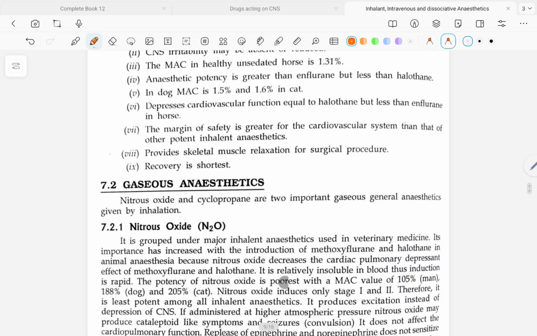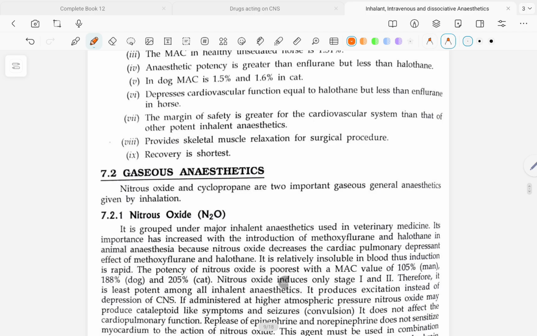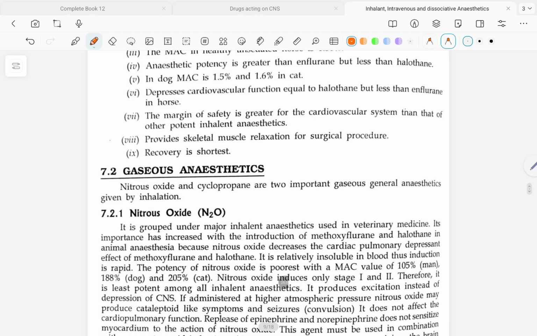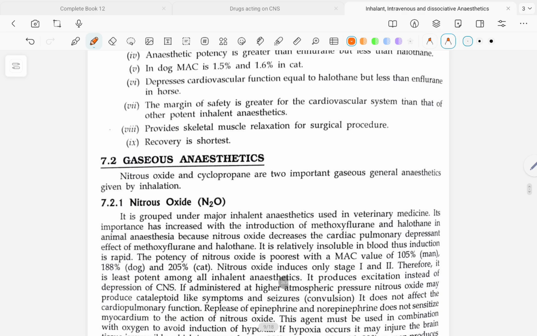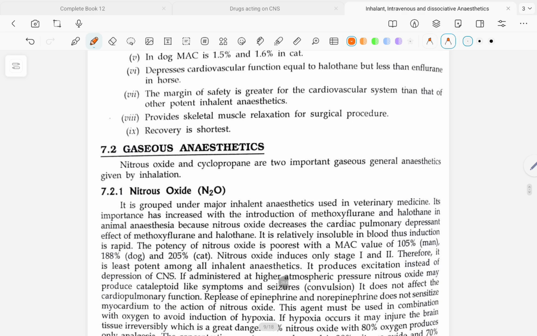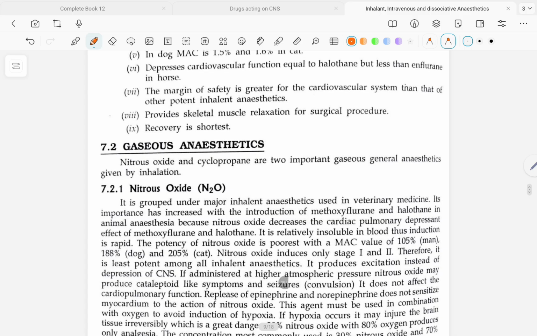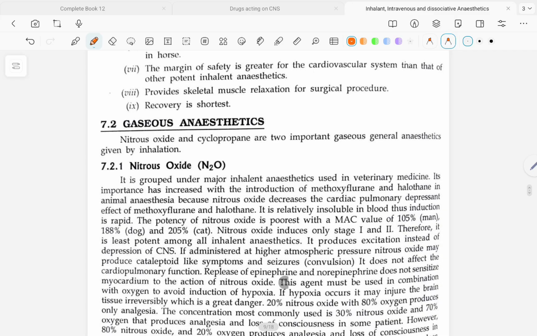Depresses cardiovascular function equal to halothane but less than enflurane in horse. The margin of safety is greater for the cardiovascular system than that of other potent inhalant anesthetics. Provides skeletal muscle relaxation for surgical procedure. Recovery is shortest.